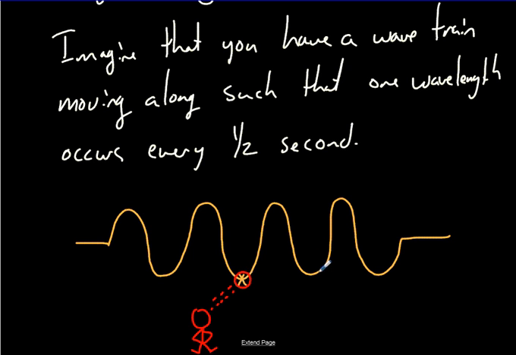What you will see is it's going to go up and down every 1/2 second. So we could say then that T, the period of this wave, is equal to 0.5 seconds. It takes 1/2 second for one wavelength to pass by.